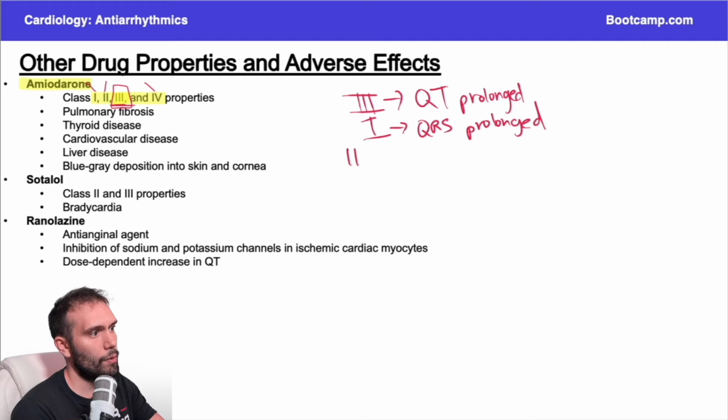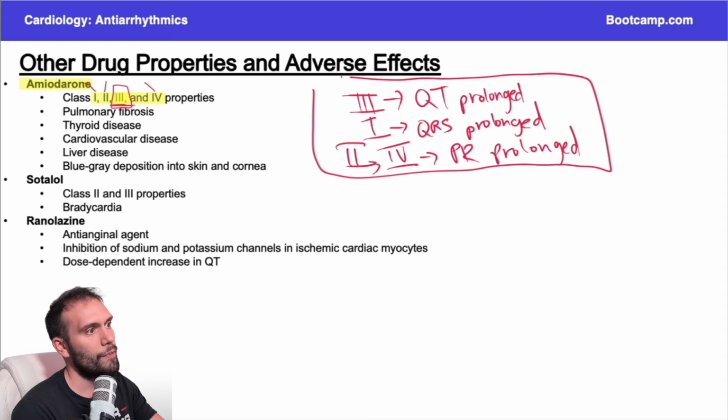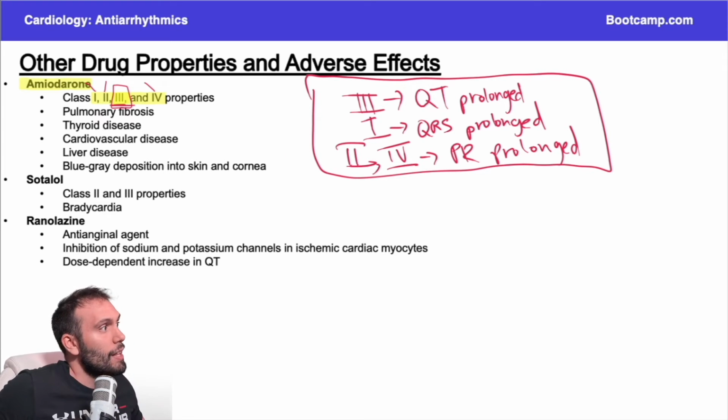And if I think about class 2 and class 4, I'm mostly thinking about a PR prolongation, which you can also get with amiodarone. So amiodarone can cause all of these effects. Okay, so that's particularly important to remember. There's a lot of other effects on here, and we'll talk more about these in a future video, but pulmonary fibrosis is a very big one.